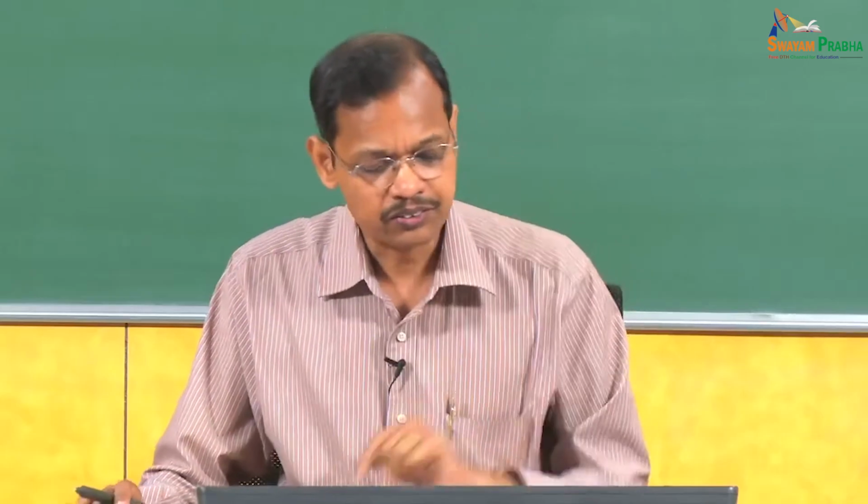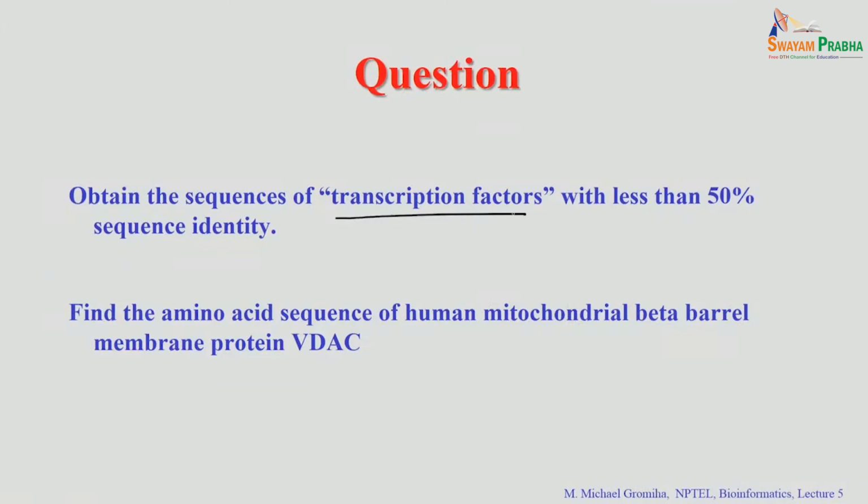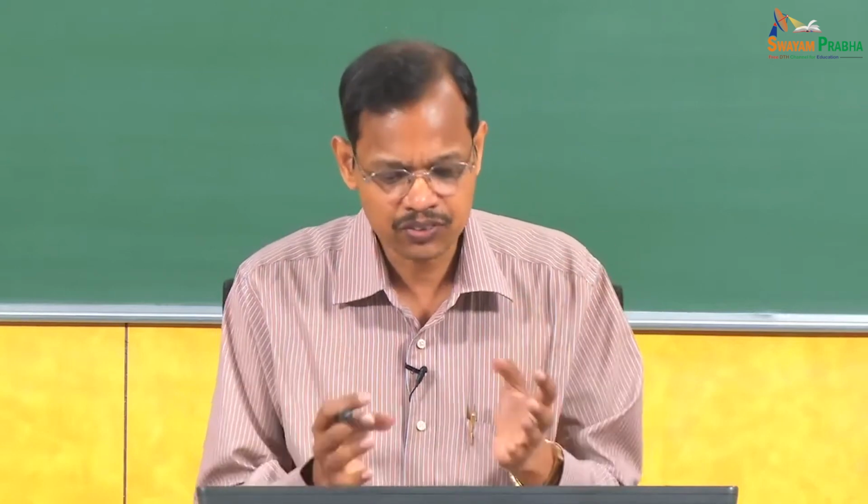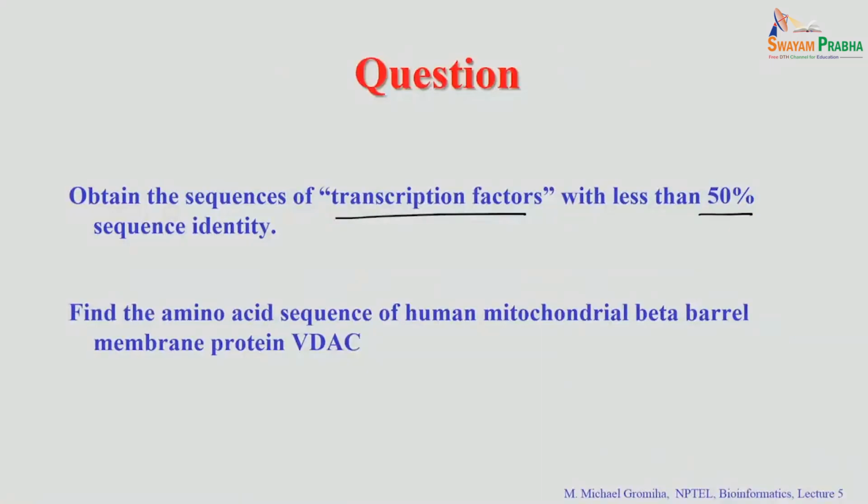Now, I have two questions. The first question is, obtain the sequences of transcription factors with less than 50% sequence identity. Transcription factors are DNA binding proteins, right, they have specific functions. To understand the features of these transcription factor sequences, I would like to collect the sequences of the transcription factors and reduce the data to 50% sequence identity. This is question number 1.